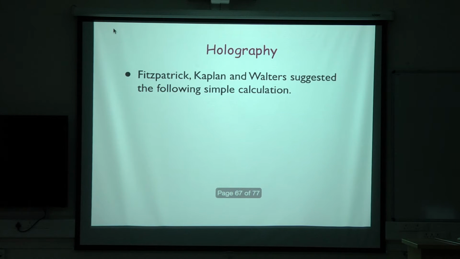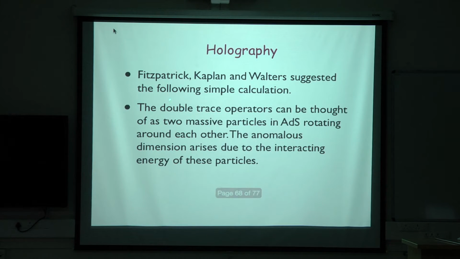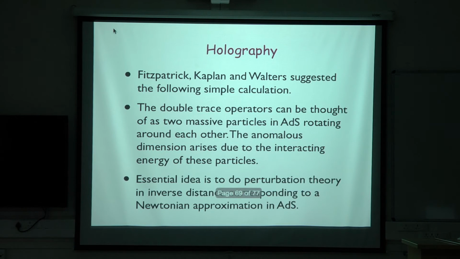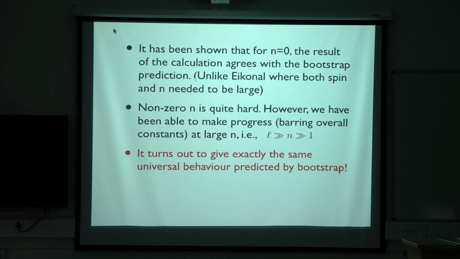So let me quickly skim over the holographic side of the story. Fitzpatrick, Kaplan, and Walters suggested a simple calculation. They suggested that the double trace operators can be thought of as two massive particles in AdS rotating around each other. The anomalous dimension arises due to the interaction energy of these particles. So in some sense, you can think of this as a perturbation theory in inverse distance, corresponding to the Newtonian approximation in AdS. And they did the calculation for n equal to 0. And the result of the calculation agreed with the bootstrap prediction.